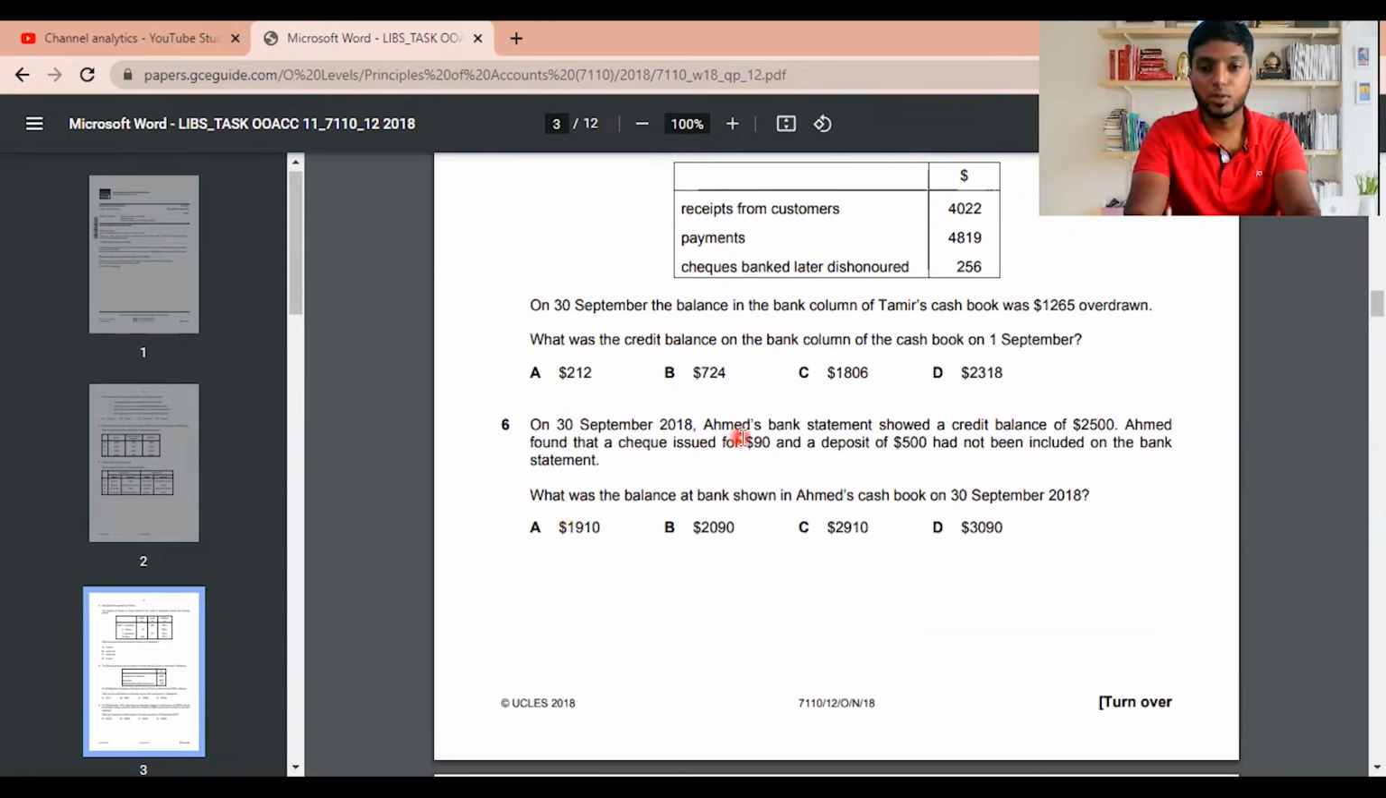On 30th September 2018, Ahmed's bank statement showed a credit balance of $2,500. Ahmed found that a check issued for $90 and a deposit of $500 had not been included in the bank statement. What was the balance at bank shown in Ahmed's cash book on 30th September 2018? Very straightforward. They are giving a bank reconciliation sum in question number 6, and it is an adjusted cash book or adjusted bank account. That's what they are requesting you to do.